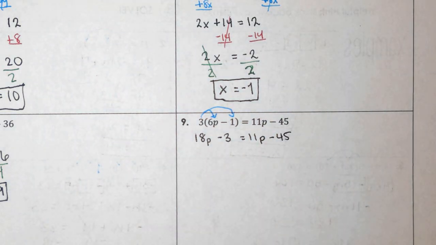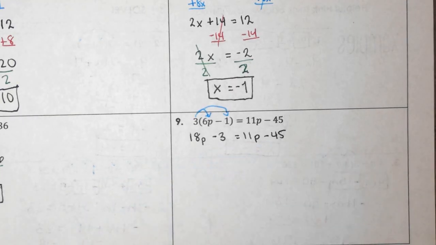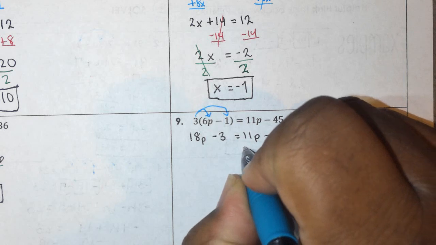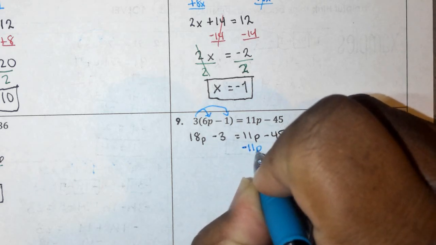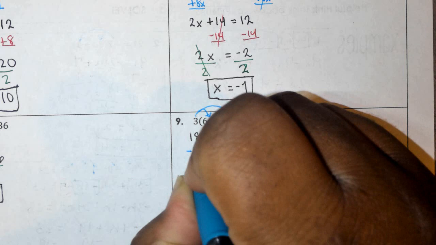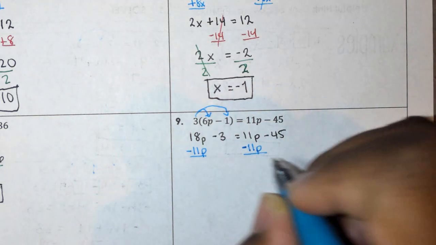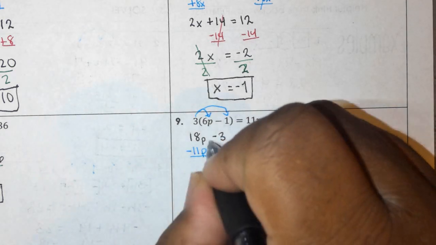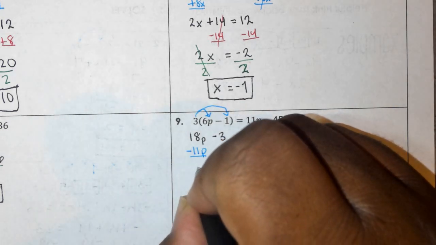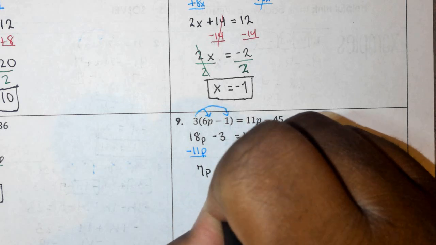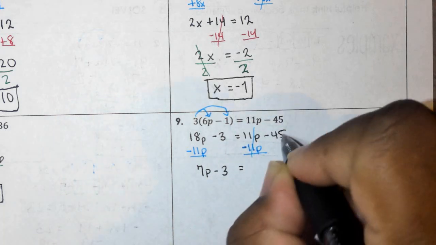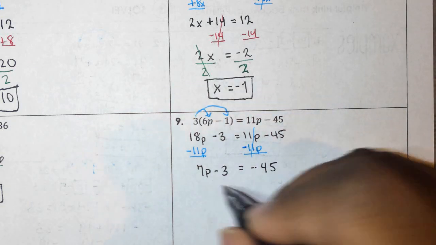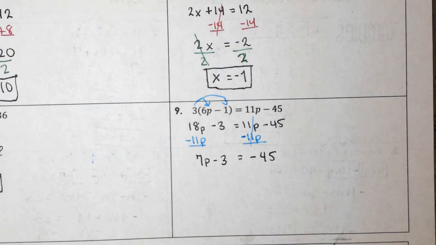Then from there, I've got variables on both sides. I'm going to move my smaller variable, as I've been telling you. I'm going to take 11p and subtract it from this side and subtract it from this side. It's going to cancel itself over here. I'm going to rewrite. 18p minus 11p is going to be 7p minus 3 equals, bring down my negative 45 that I haven't used. Now I'm at the two-step equation form.